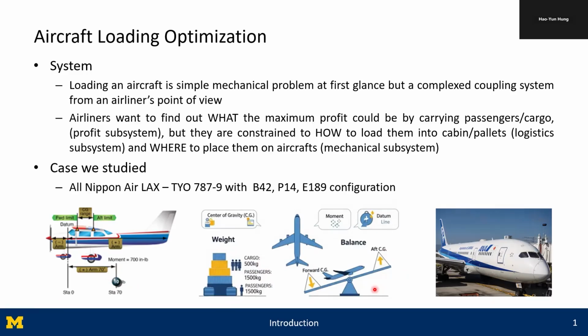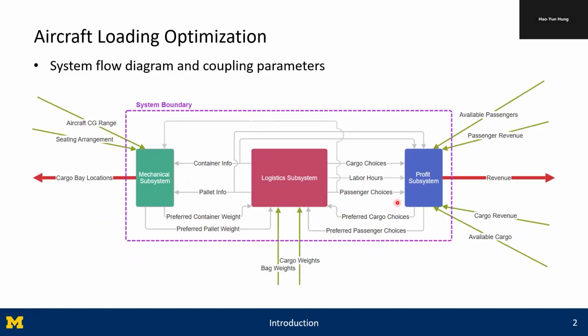In our case, we're studying an ANA flight from Los Angeles to Tokyo with a given flight and configuration. Here's a system flow diagram showing our three subsystems with their respective inputs, outputs, and coupling parameters, which we'll go over in detail in the following slides.